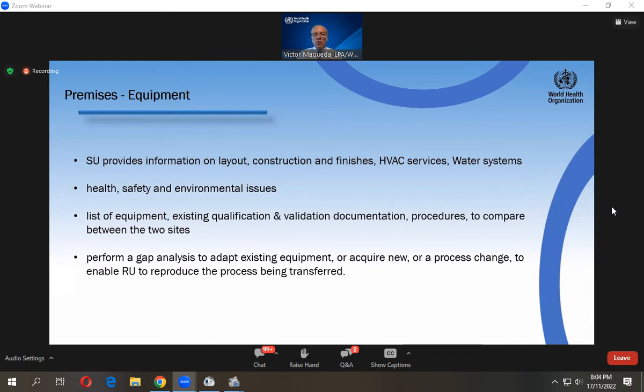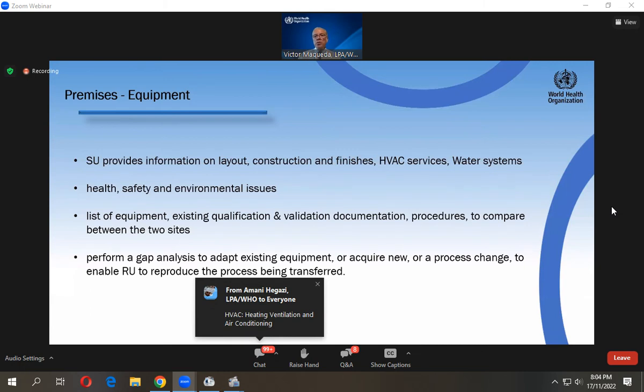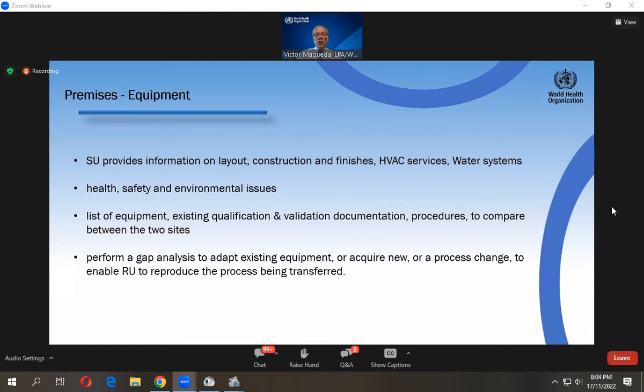So all these pieces of information are critical for the receiving unit. Any health and safety environmental issues also included. An exhaustive list of equipment applicable, of course, to the process, the existing qualification and validation documentation procedures to compare, to help to perform, as we mentioned, the gap analysis between the two sites. So then we perform the gap analysis to adapt existing equipment or acquire new equipment, or we need to have a process change to enable the receiving unit to reproduce the process.